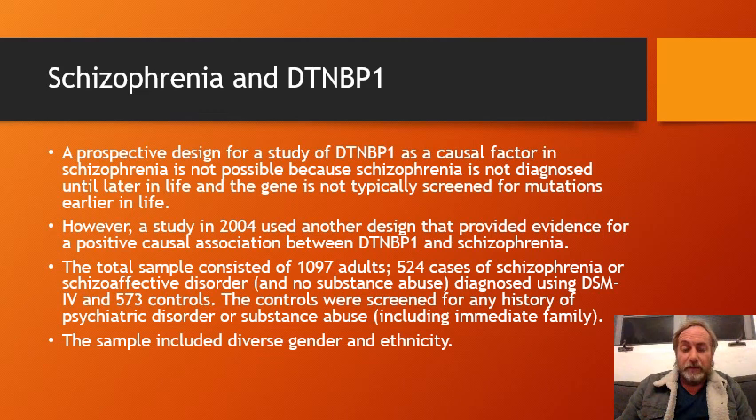They sampled 1,097 adults: 524 cases of schizophrenia or schizoaffective disorder, slightly different diagnoses, without substance abuse. They made sure to choose people without a history of substance abuse using DSM-4, and then 573 controls. The controls were themselves screened for any history of psychiatric disorder or substance abuse, to make sure that they are, in fact, controls. They used a diverse sample of different genders and ethnicities.